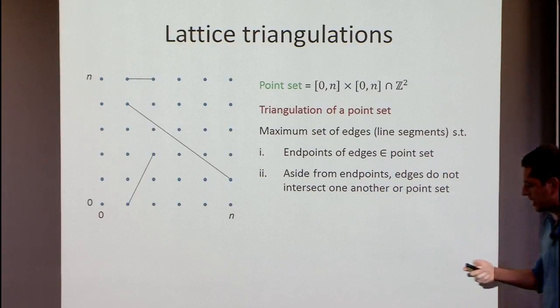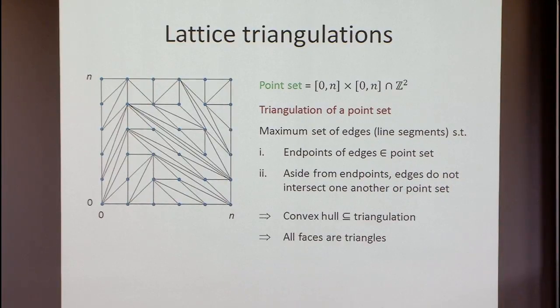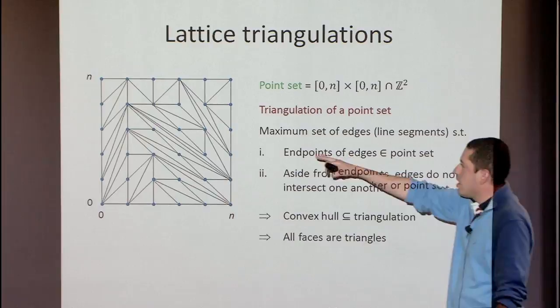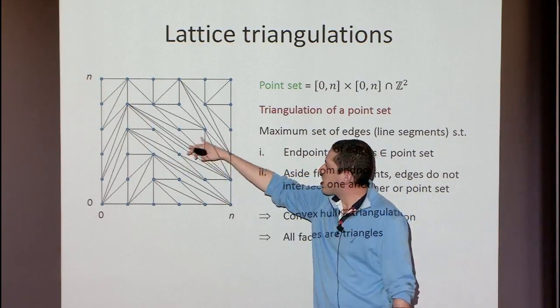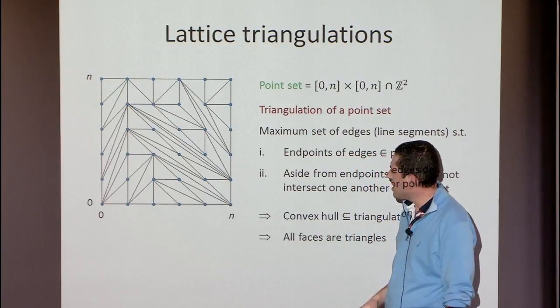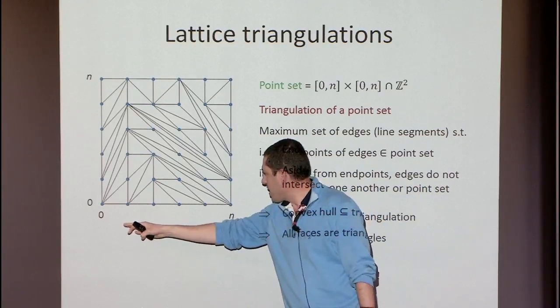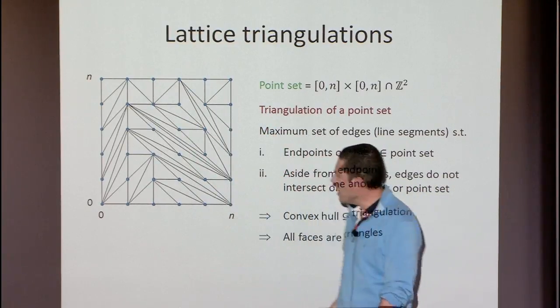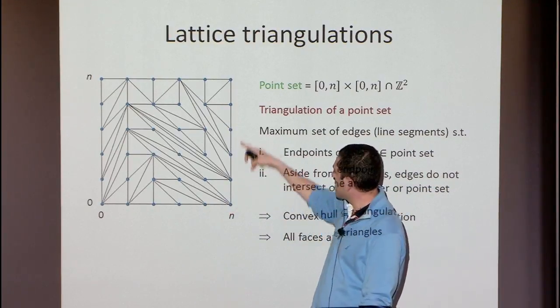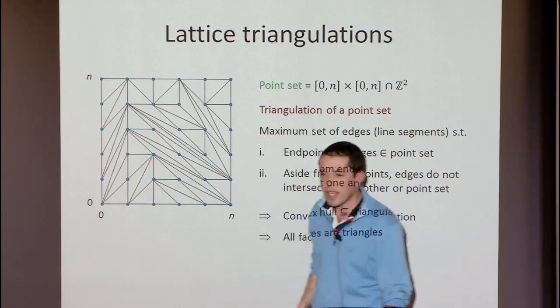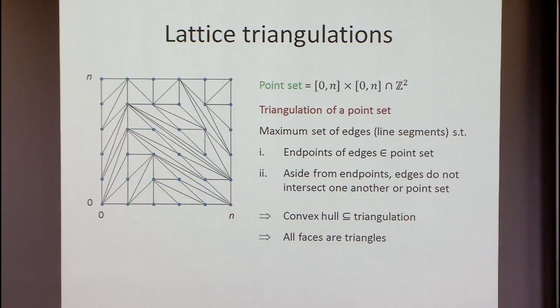And you keep doing this until you cannot add edges anymore, and you are left with a picture like this, where all faces of your picture are triangles, except for the external face. That's why I call it a triangulation. And it's also the case that the convex hull of the point set, which in this case is the boundary of the n-by-n square, is always present in your triangulation. So that's the object I call a lattice triangulation.